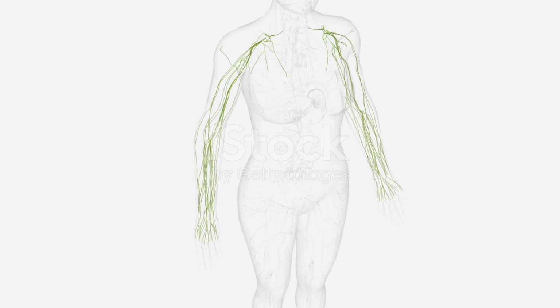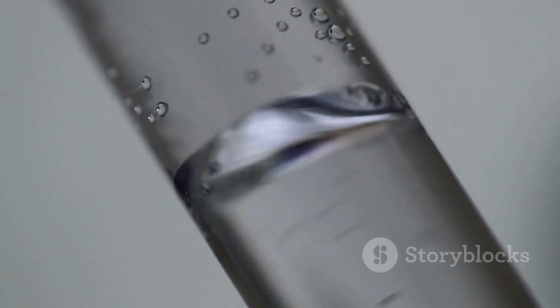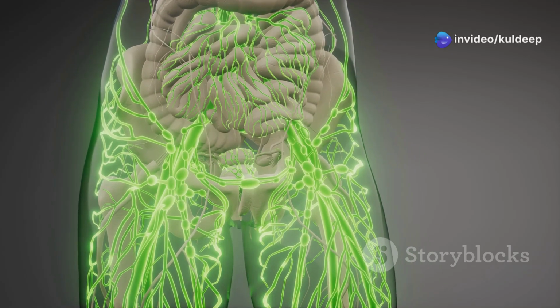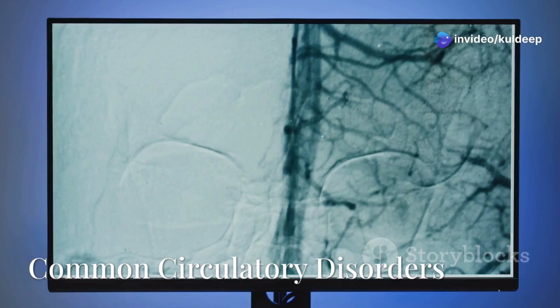Besides blood, we have a lymphatic system. It carries lymph, which is a colorless fluid. This system helps in immunity and returns excess tissue fluid to the blood. It also contains lymph nodes that house lymphocytes.